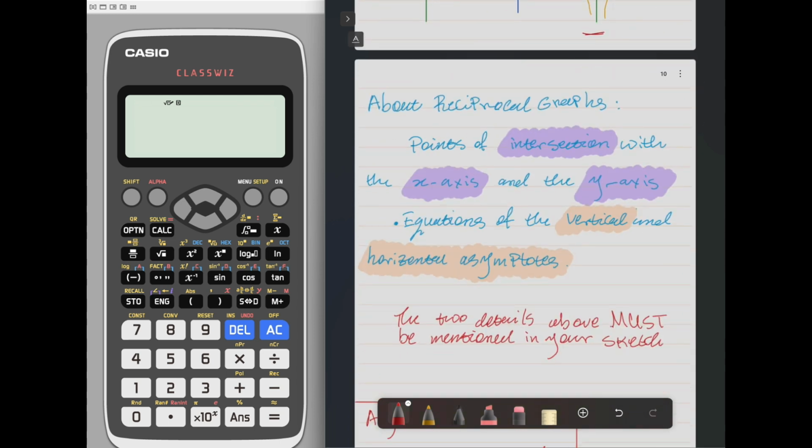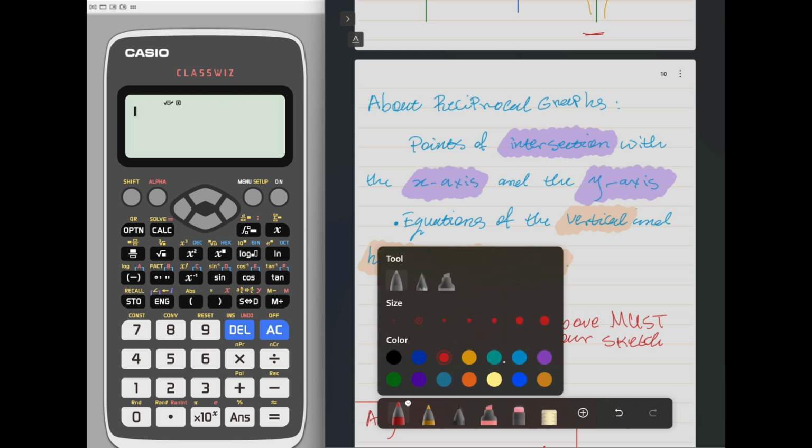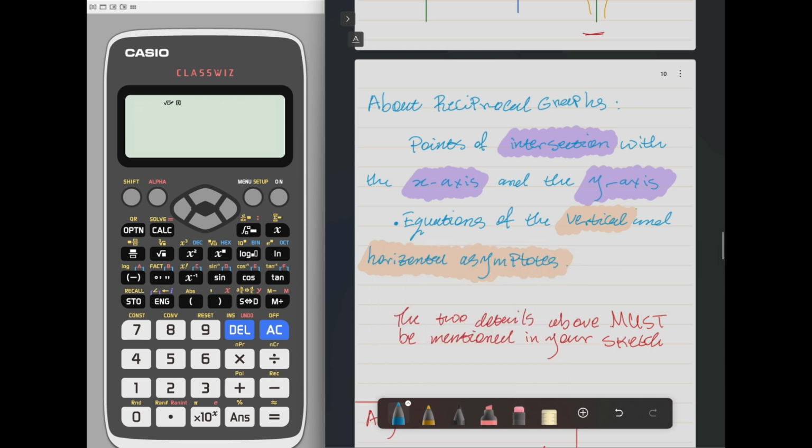Now, about reciprocal graphs. Guys, in your sketch of reciprocal graphs, in the exam, in your mocks, in your topicals, whatever, two things need to be mentioned. While I was erasing some things, this bullet point got erased as well. So, two things must be mentioned in your sketch. First, points of intersection with the x-axis and the y-axis, right? This is the first one. And the second one, equations of the vertical and horizontal asymptotes. Wait, what? Asymptotes? What are asymptotes?